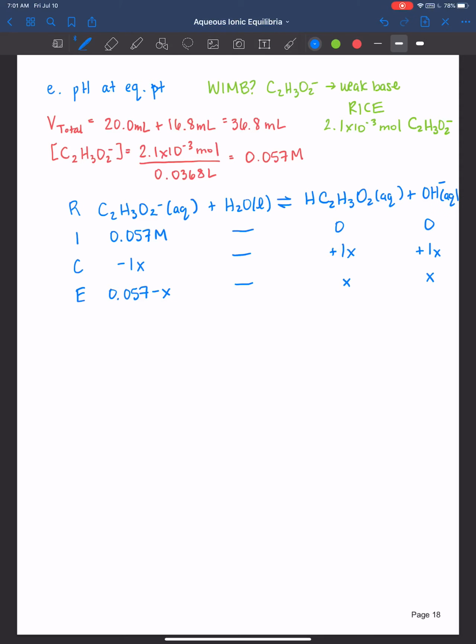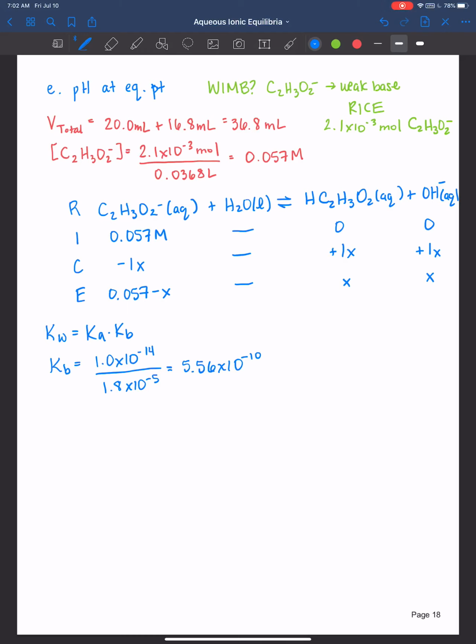Now we have the Ka, though, of acetic acid. It's conjugate acid. Remember, Kw is equal to Ka times Kb. So if you need to figure out the Kb of your conjugate base, you can take Kw at 25 degrees Celsius over the Ka, which is 5.56 times 10 to the negative 10th.